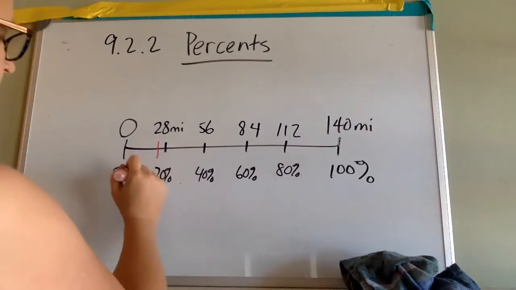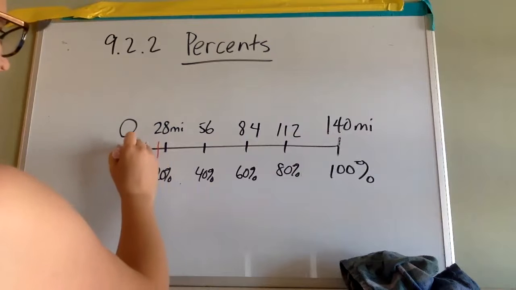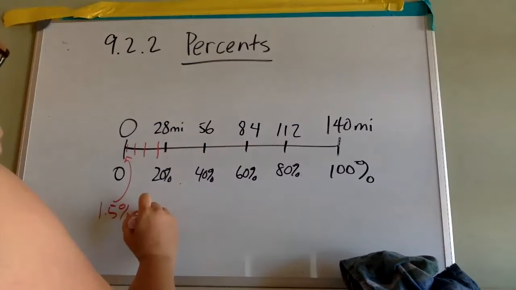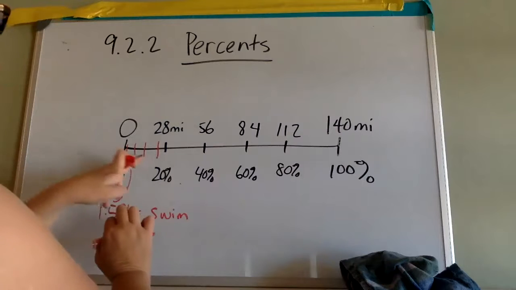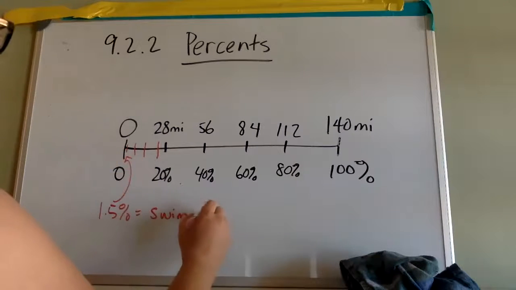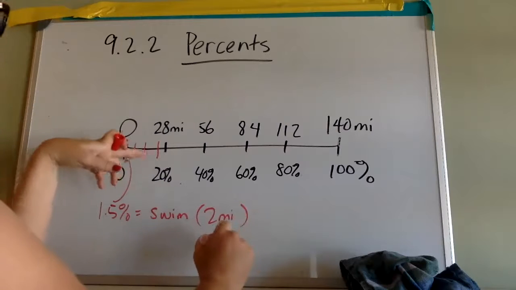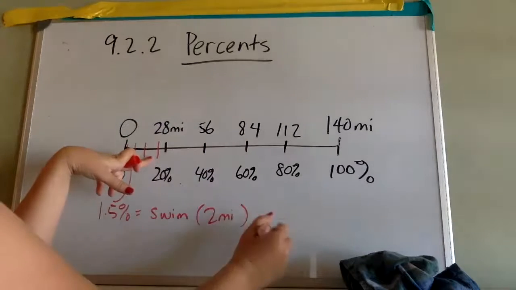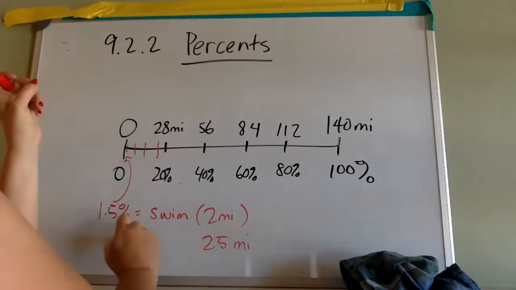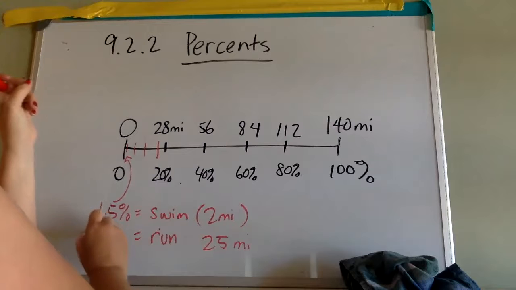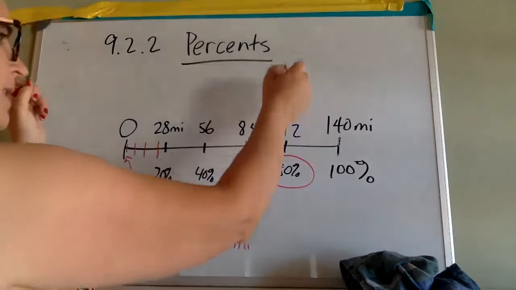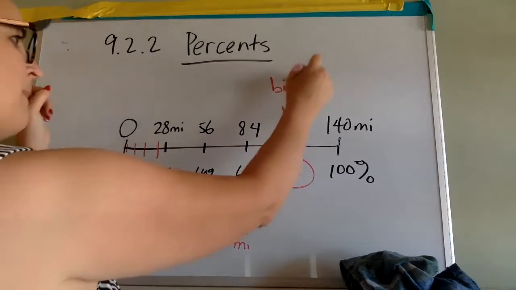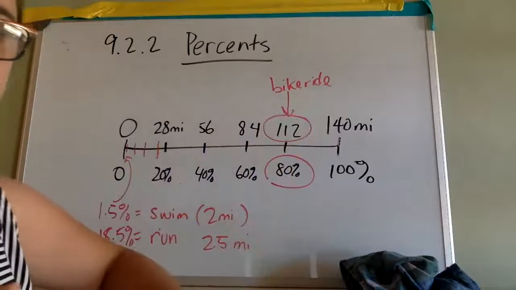So we had 18.5% of the race, which is about here. Well, start with the lowest one. So here's 10%, here's 5%, here's 1%. So 1.5% equals the swimming. And if this is 140 miles, and this is 14 miles, I'm going to just say 2 miles. That's my guess. And my 18% is less than 28 miles, so I'm going to say 25 miles for the running. This was 18.5%. And then at the whopping 80%, we had the bike ride. So that's probably not really an estimate. I think that is how far the bike ride is.